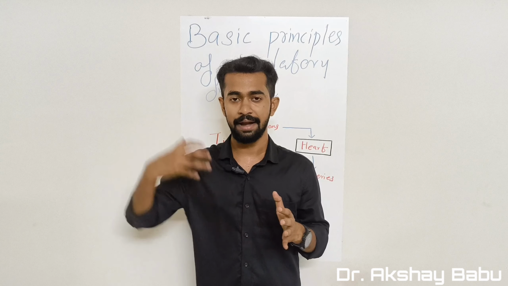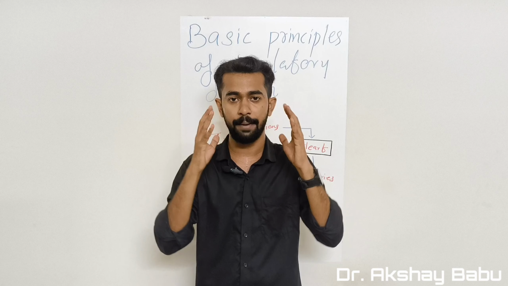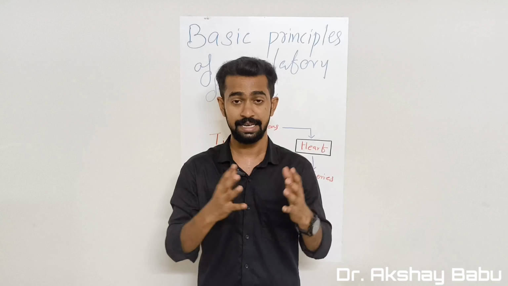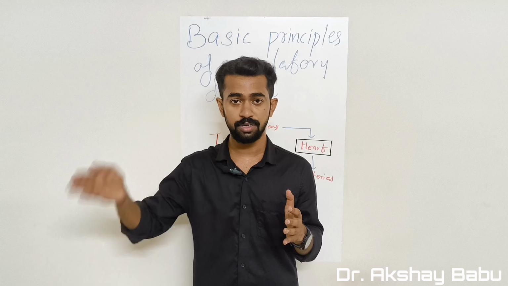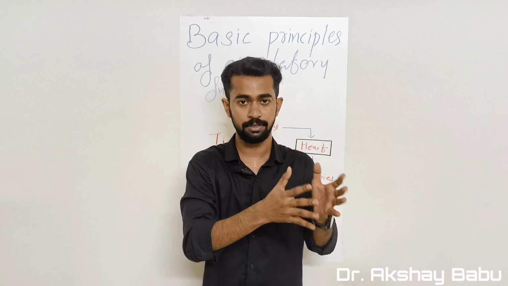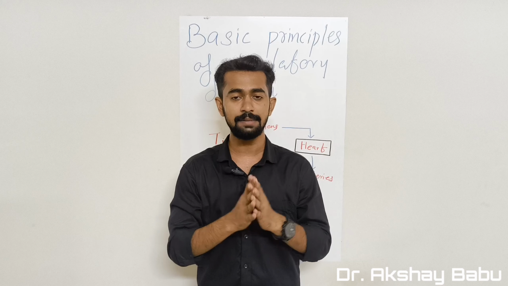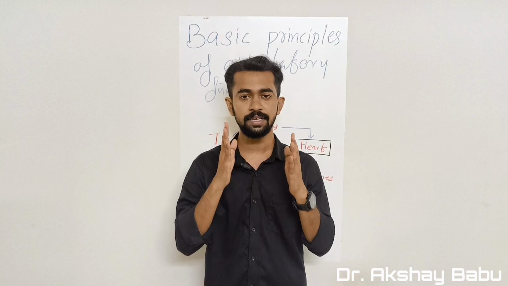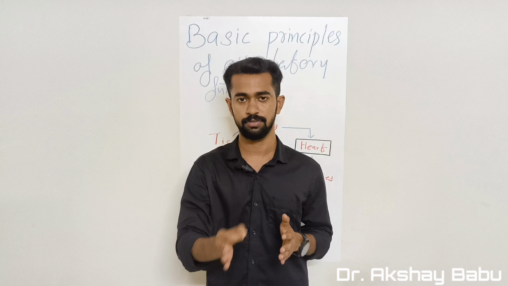Kidneys also play an additional role in controlling the blood pressure by secreting pressure controlling hormones such as renin, angiotensin II, vasopressin, aldosterone, and erythropoietin. These hormones help in regulating the blood volume. So that covers the topic basic principles of circulatory function.